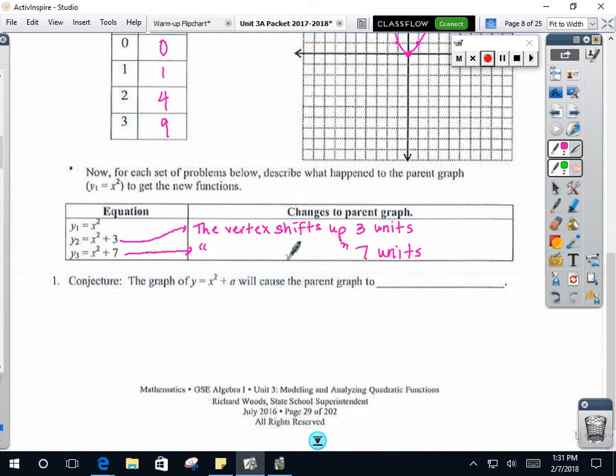It goes right here. Okay, so the conjecture is that the graph of y equals x squared plus a. So if you're adding a number onto the x squared, it will cause the parent graph to shift up a units. And in this case, a would be like whatever number they plug in right there.